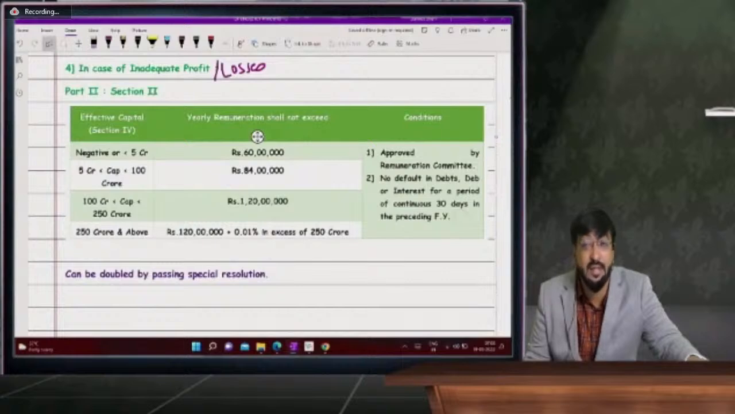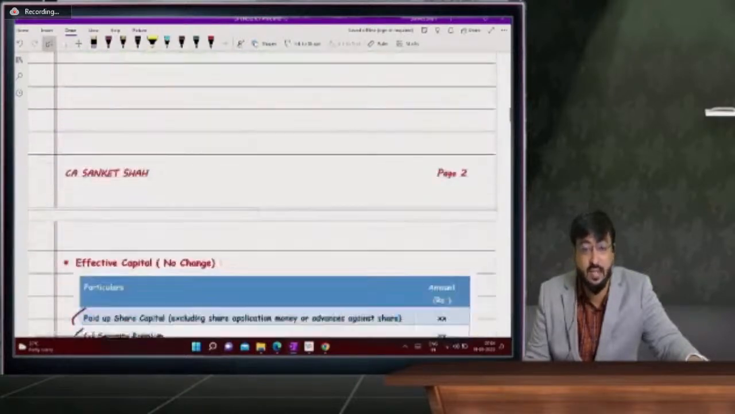My friends, in case of insufficient or inadequate profit, it depends on the effective capital. If effective capital is negative or less than 5 crores, it will be rupees 60 lakhs, that is 5 lakhs per month. From 5 crores up to 100 crores, it will be 84 lakhs, and more than 100 crores to 250 crores, it will be 1 crore 20 lakhs, and 250 crores and above, it will be 1 crore 20 lakhs plus 0.01% in excess of 250 crores.